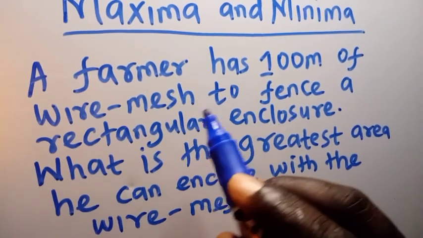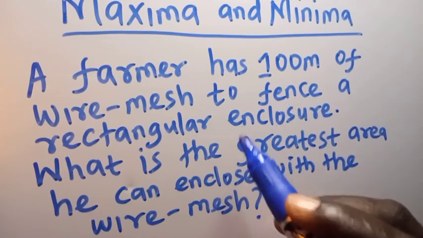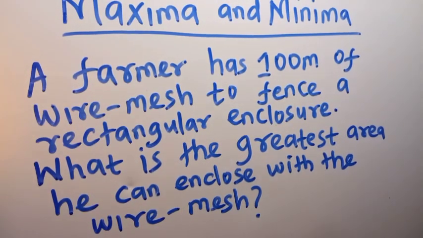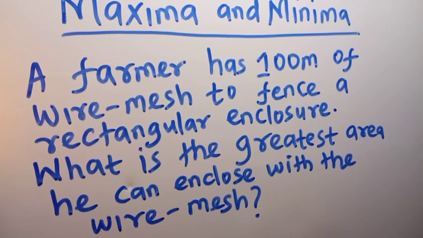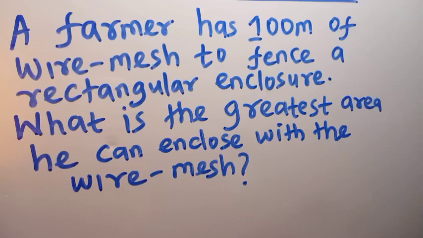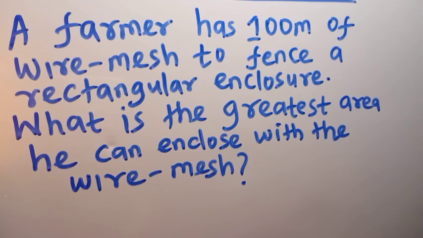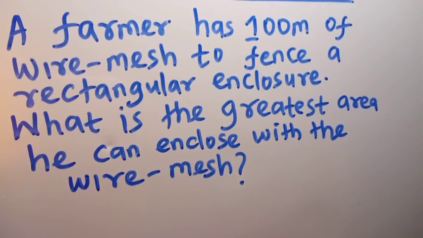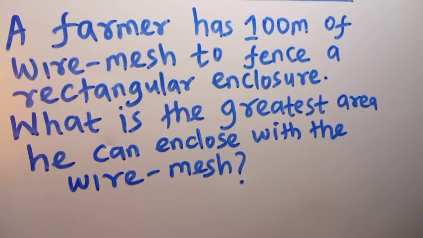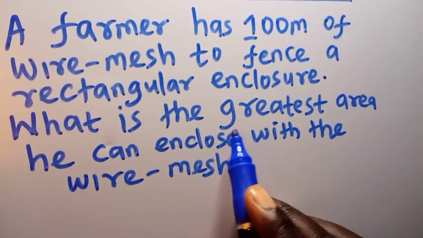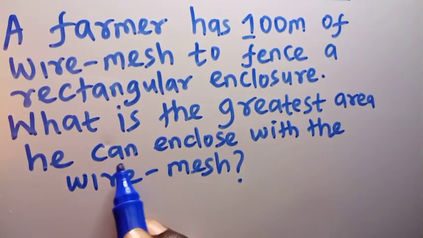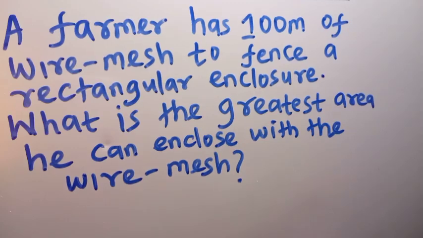The question is, a farmer has 100 meters of wire mesh to fence a rectangular enclosure. What is the greatest area he can enclose with the wire mesh? Now, this is a question of application in the topic of differentiation, and specifically it is from maxima and minima. It is asking us to find the greatest area the farmer can enclose with the wire mesh.